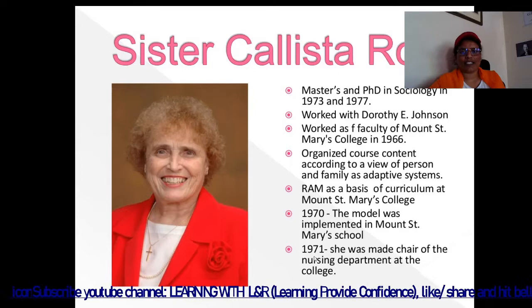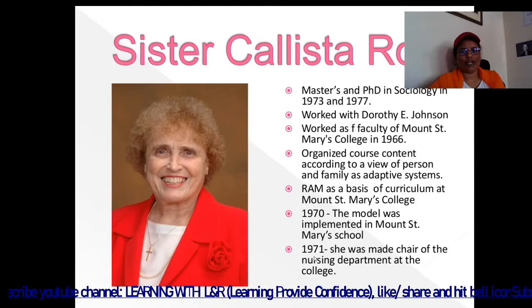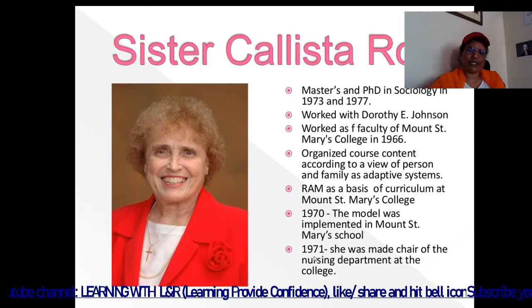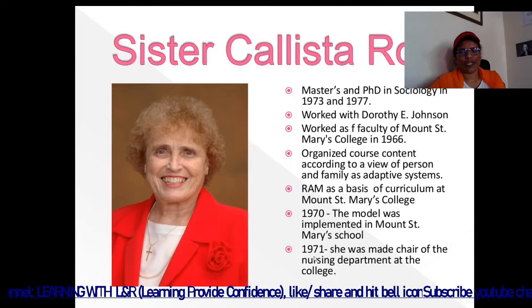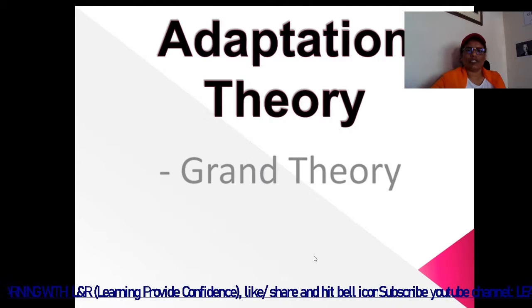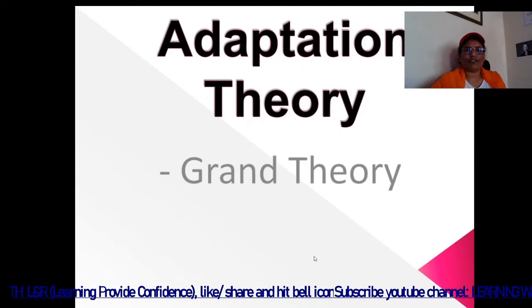As a basis of curriculum at Mount St. Mary's College. In 1970, the model was implemented in Mount St. Mary's School. In 1971, she was made chair of the nursing department at the college. Then, what comes under the adaptation theory? It is a grand theory.